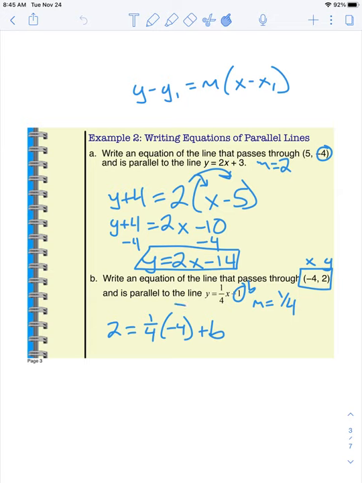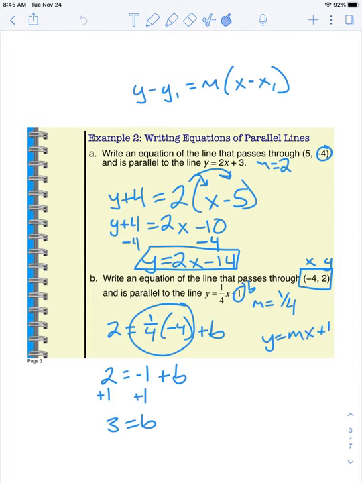First we need to actually multiply these. 1/4 of -4 is going to be -1. And then we add 1 to both sides. 2 plus 1 is 3. b equals 3. So now I'm going off my equation y equals mx plus b. Now I know what b is. I already knew what m was. So my final equation is going to be y equals 1/4 x plus 3.